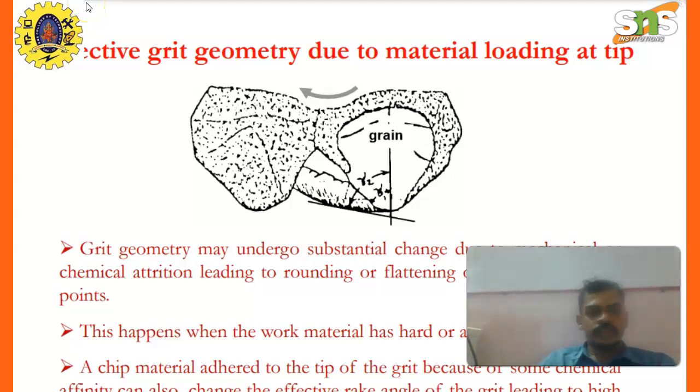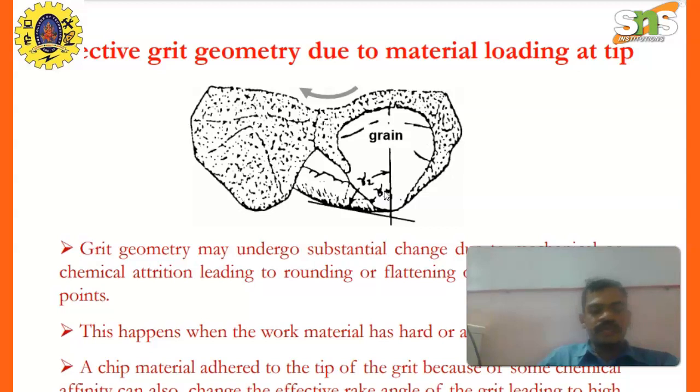Effective grit geometry due to material loading at the tip. As shown in this image, this is the geometry of material strips. This is a grit with rake angle R2 and gamma 1.